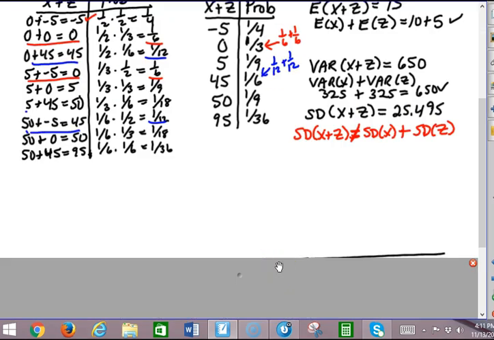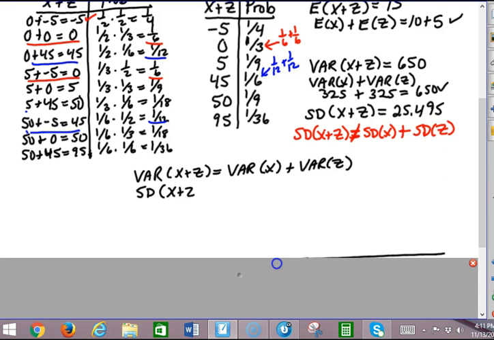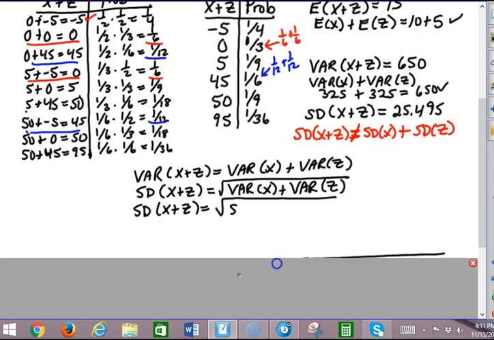Well, let's start with what we know. We know that the variance of x plus z is equal to the variance of x plus the variance of z. We also know that the standard deviation is the square root of the variance. So the standard deviation of x plus z would have to be the square root of the variance of x plus the variance of z. Since the variance is the standard deviation squared, we can rewrite this as the square root of the standard deviation of x squared plus the standard deviation of z squared.